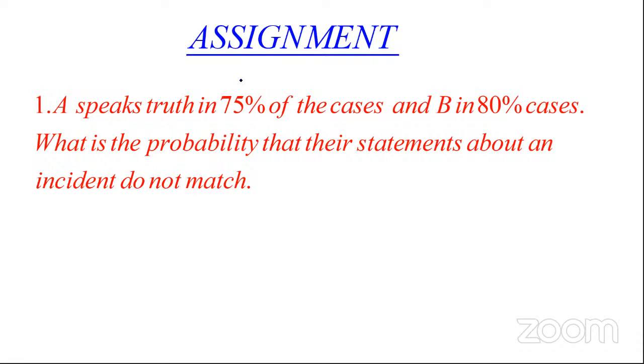So what is the probability of their statements about an incident not matching? You have to find it. A speaks 25% wrong and B speaks 20% wrong. After that, you have to find the probability that their statements do not match. If A speaks correct and B speaks wrong, or if B speaks correct and A speaks wrong, that is what you have to find. These are independent events. Next.